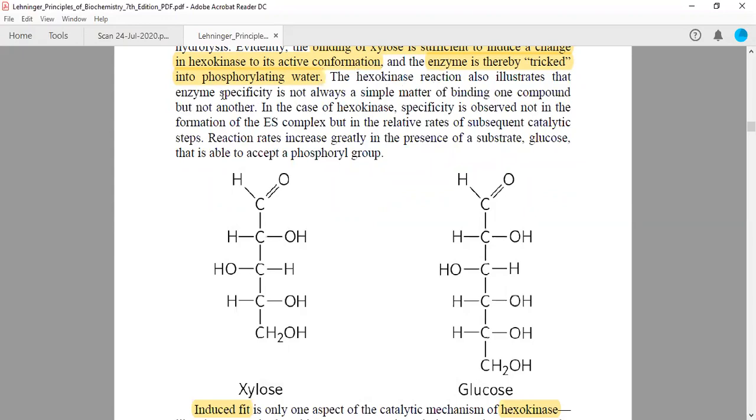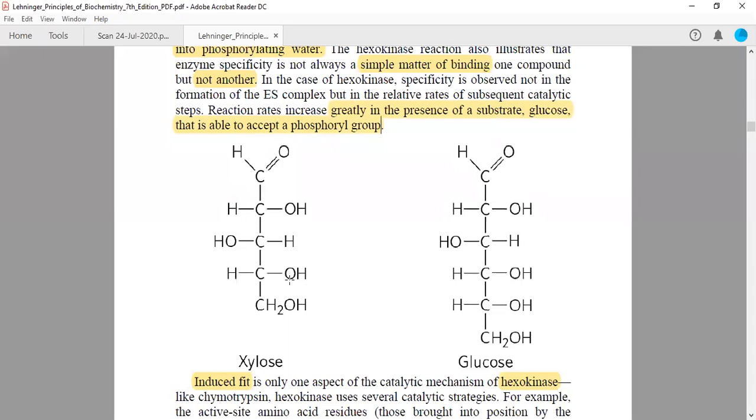So the hexokinase reaction illustrates that enzyme specificity is not always a simple matter of binding. The enzyme can bind very similar molecules also, but it will not undergo the same reaction. It will not lead to the formation of a phosphorylated product with xylose. So in the case of hexokinase, specificity is observed not in the formation of the enzyme-substrate complex, but in the relative rate of the subsequent catalytic steps. Reaction rate increases greatly in the presence of a substrate, for example glucose, that is able to accept the phosphate. The reaction rate further increases in the presence of glucose because it is able to accept the phosphate residue from ATP, the gamma phosphate actually, while xylose is not able to accept the phosphate residue, but it is able to activate the enzyme.